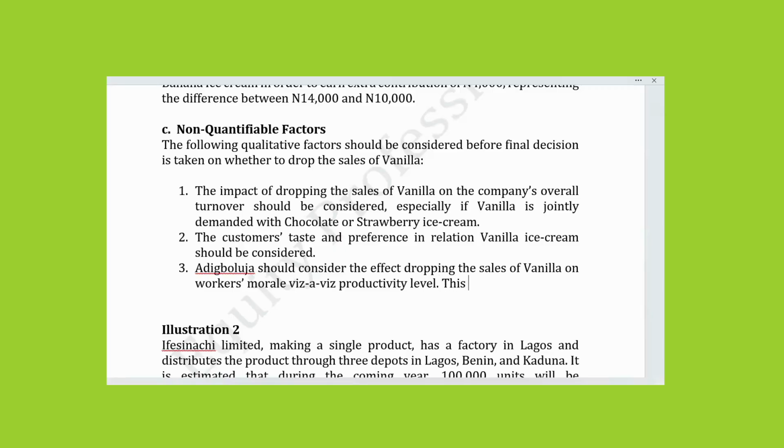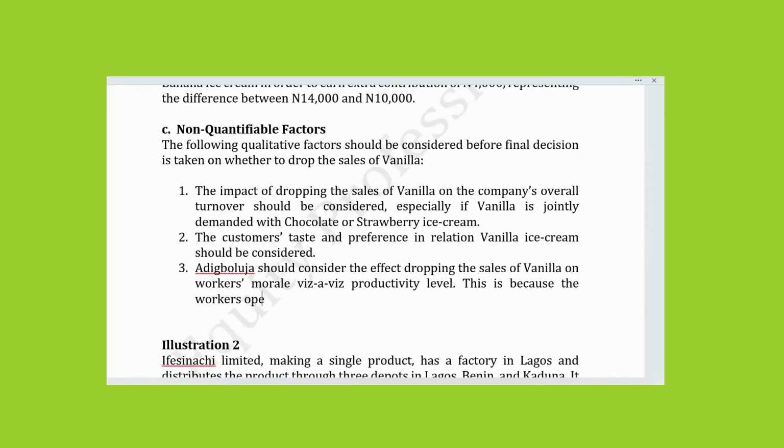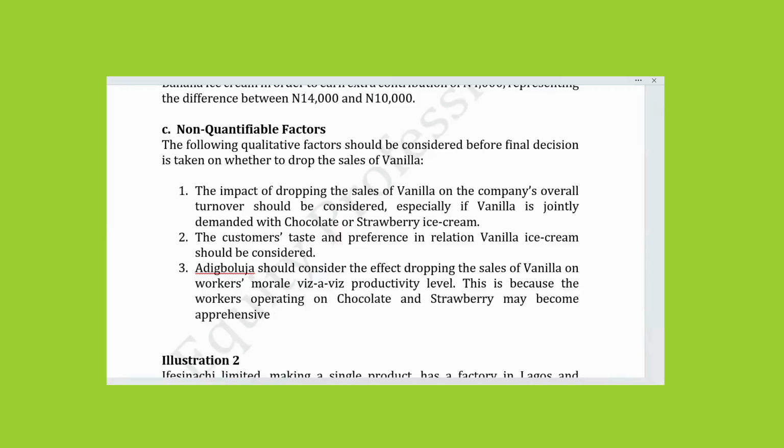This is because the workers operating on chocolates and strawberry may become apprehensive. They'll be afraid, apprehensive of job loss.